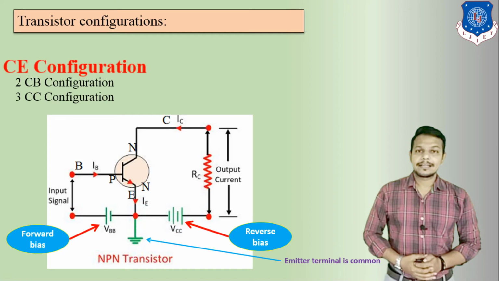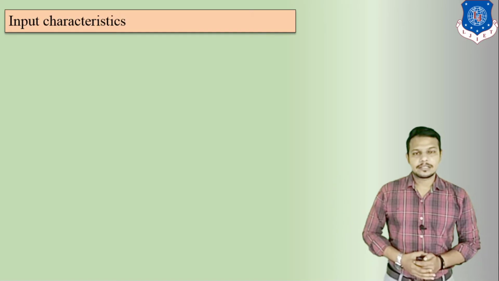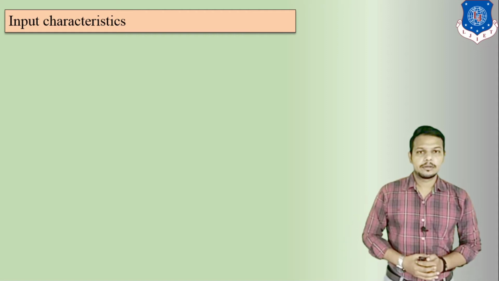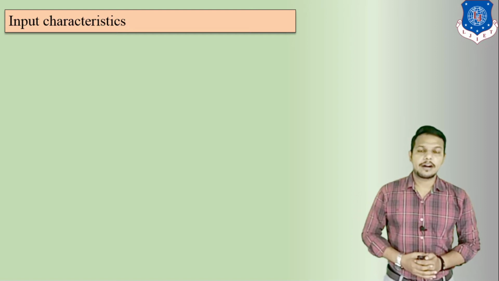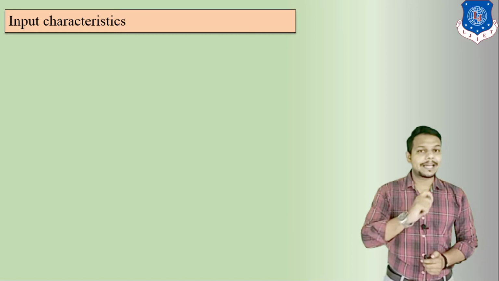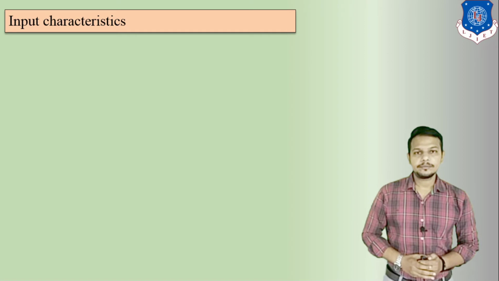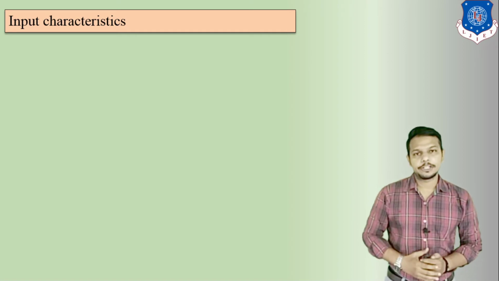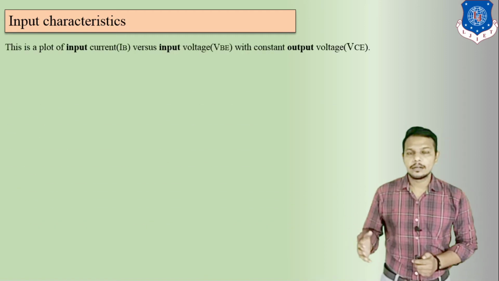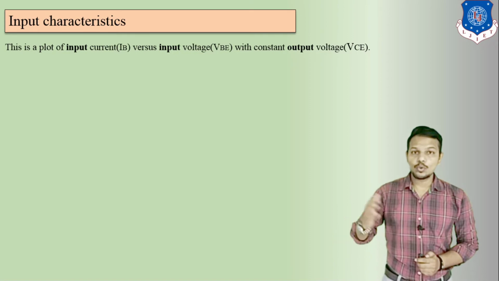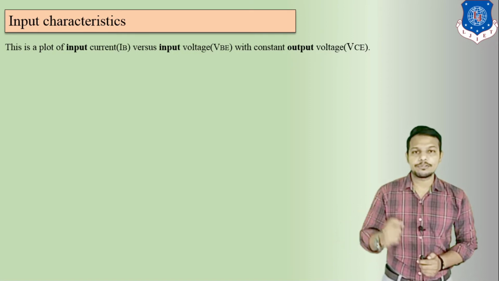Now let us discuss its characteristics. There are two types of characteristics: input characteristics and output characteristics. First we are going to learn about input characteristics. Input characteristics are basically VI characteristics, as we discussed for a PN junction diode. This is the voltage versus current graph, but it is particularly the input characteristic. That means we take input voltage and input current with values of output voltage. This is the plot of input current IB, the base current, versus input voltage VBE, base to emitter voltage, with constant output voltage VCE.